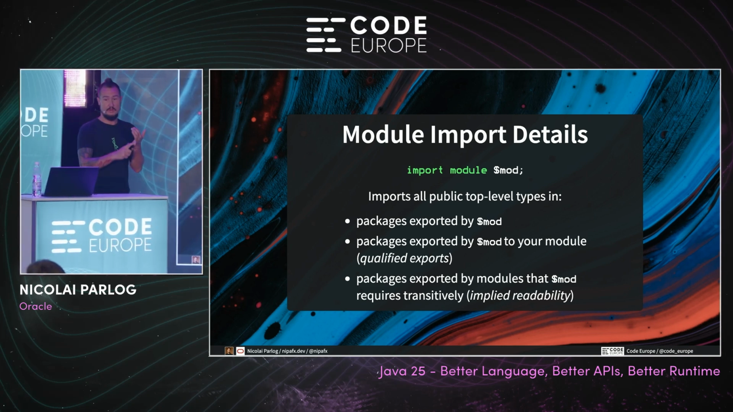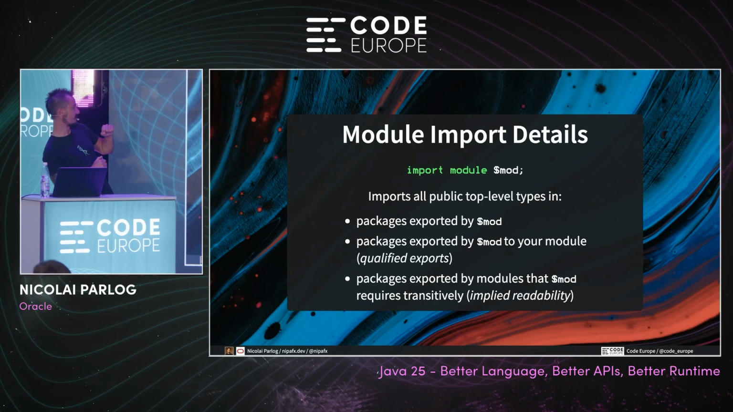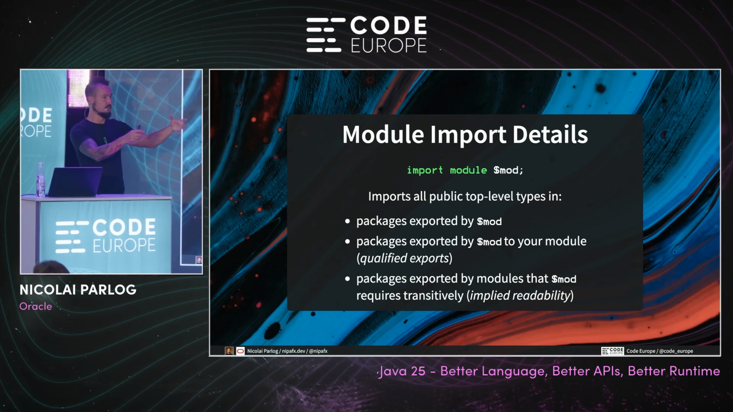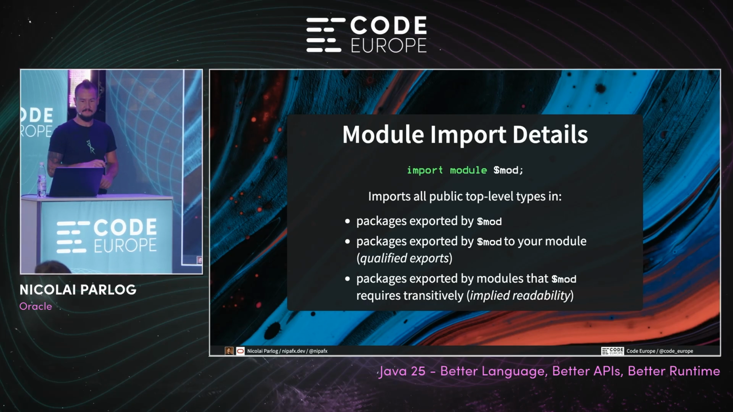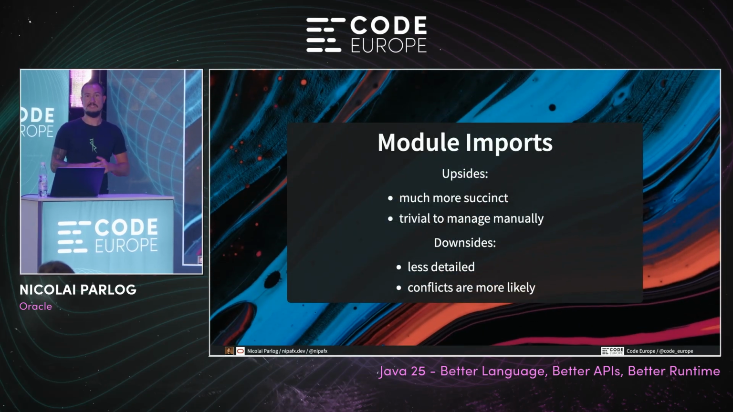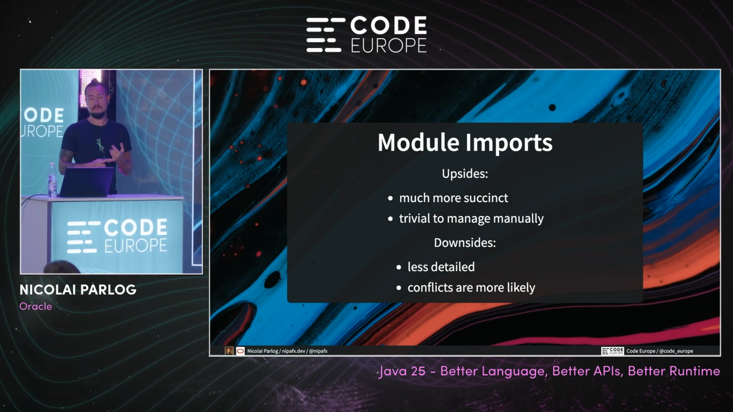But if you do know about qualified exports or about implied readability in modules, which requires transitive, and the other one is exports to, then those packages will also become visible. But the summary is everything that makes up the API of this module, you will be able to access. That is even more succinct than single type imports and more succinct than star imports because it imports a whole API. It's trivial to manage manually.